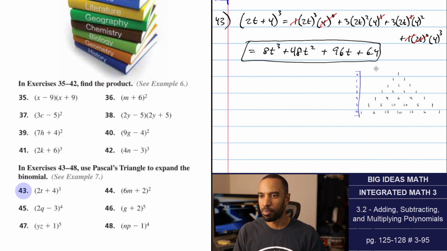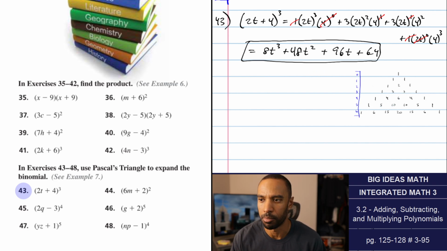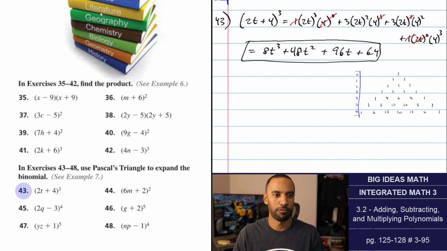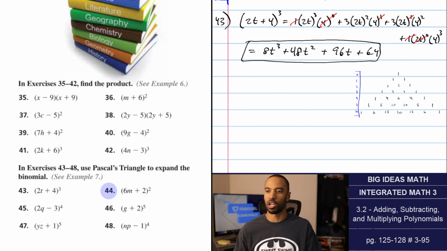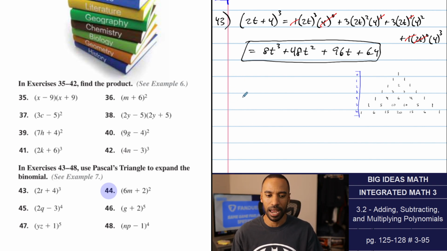All right, here's my pocketed Pascal's triangle. Let's take a look at number 44. Now, number 44 is having this thing squared. Listen, we've done perfect square trinomials. We're just looking at Pascal's triangle to work it out so we can make sense of the ones where we have to expand beyond squares and cubes. So let's see how it works out here.